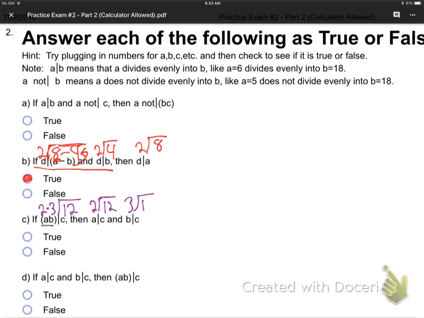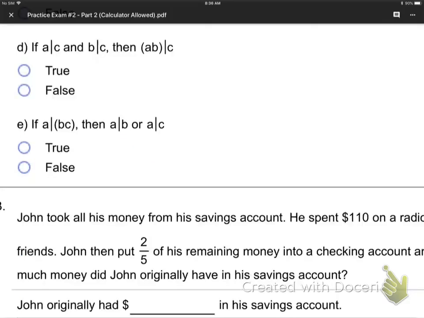And 3 will go into 12. Yeah, 3 goes into 12 evenly. Yeah, that's true. That one's always going to be true. You could test more numbers. It's always true. Let's try D.